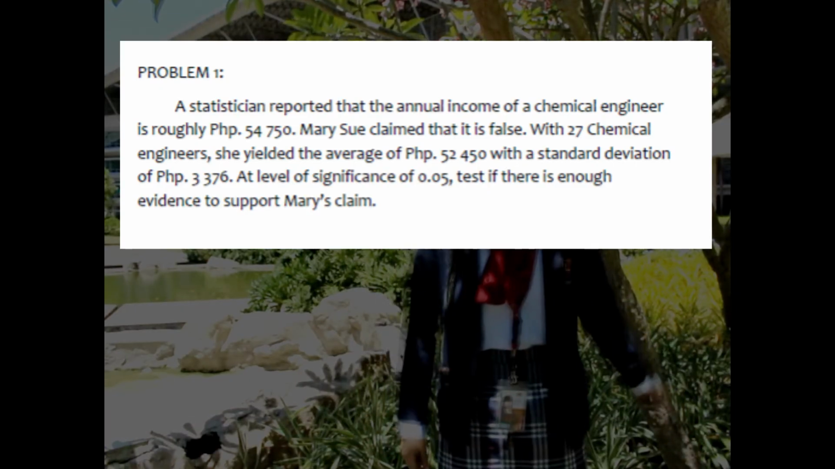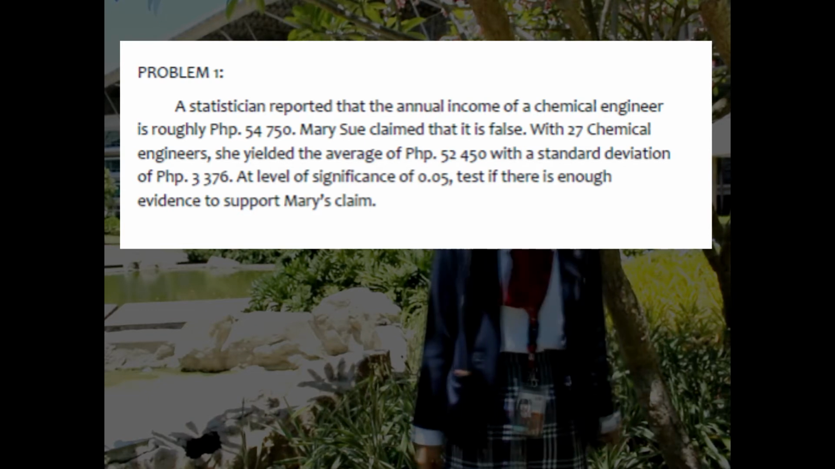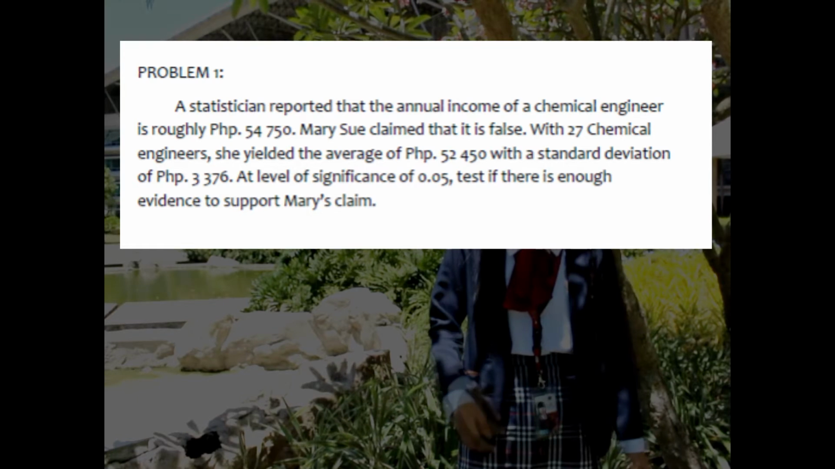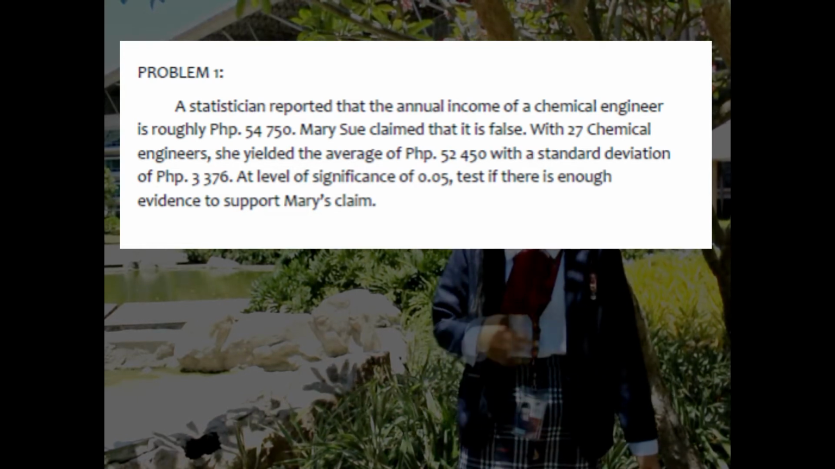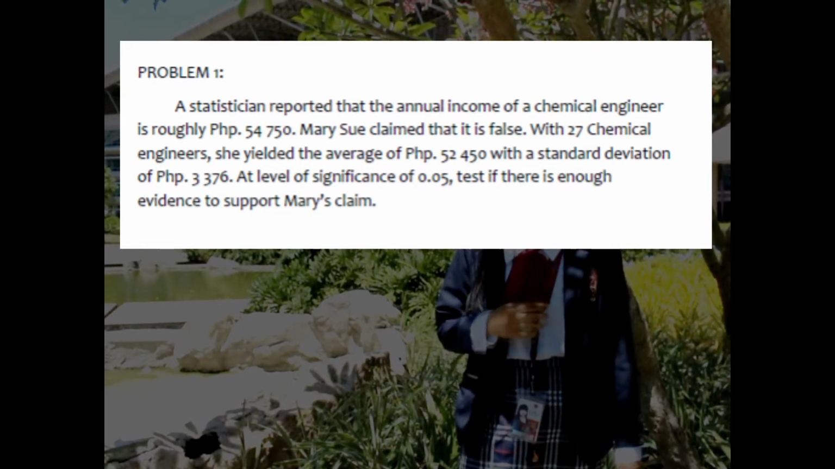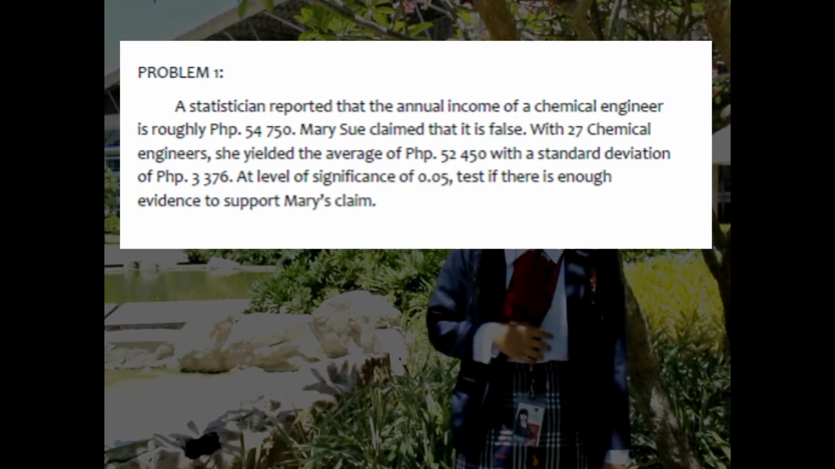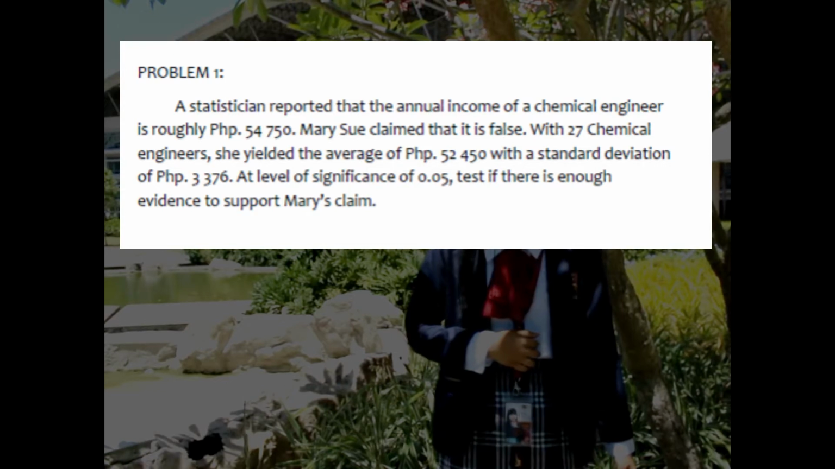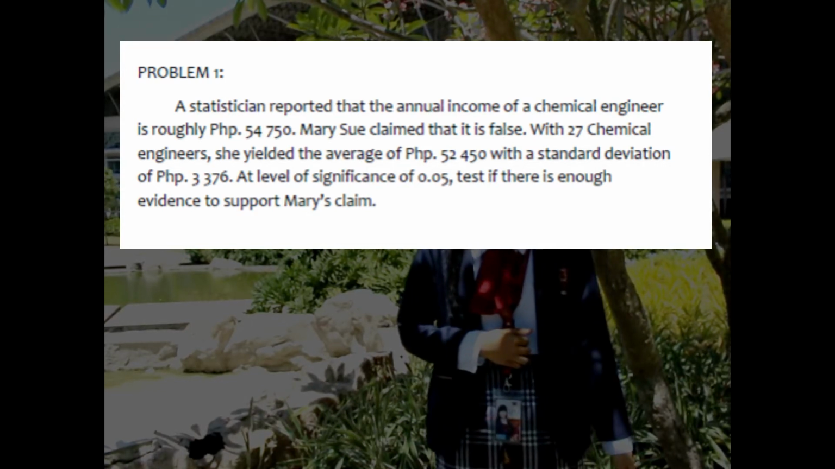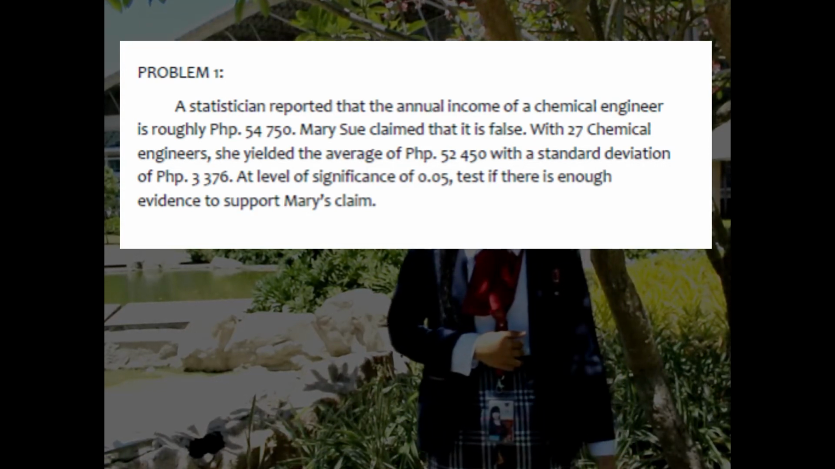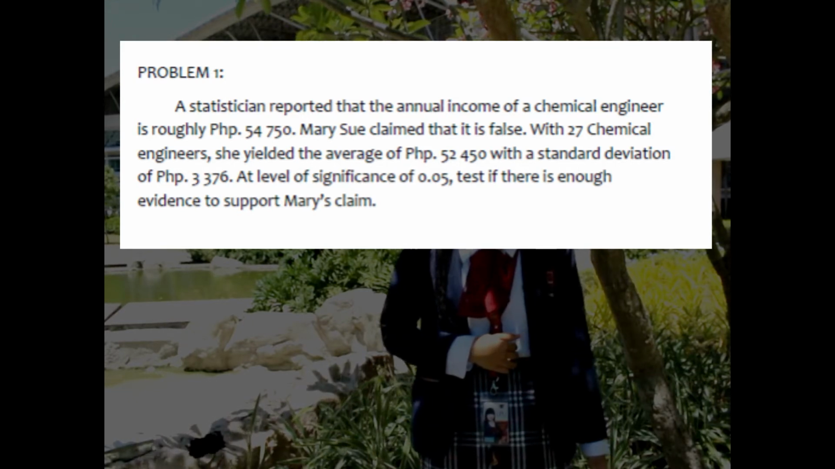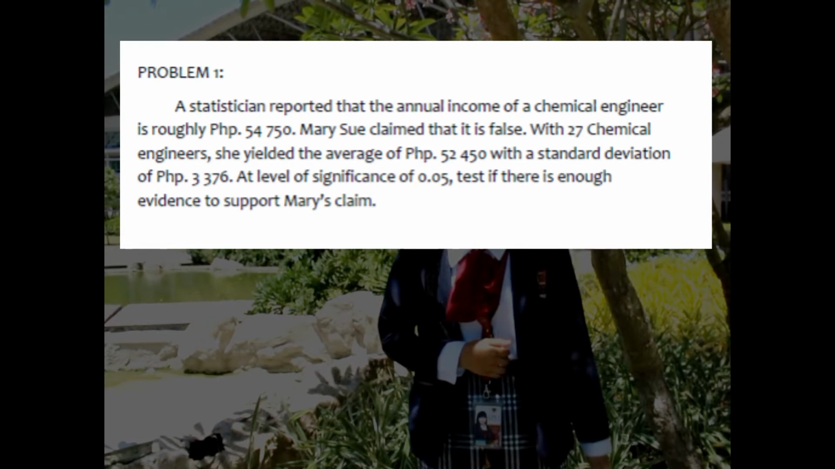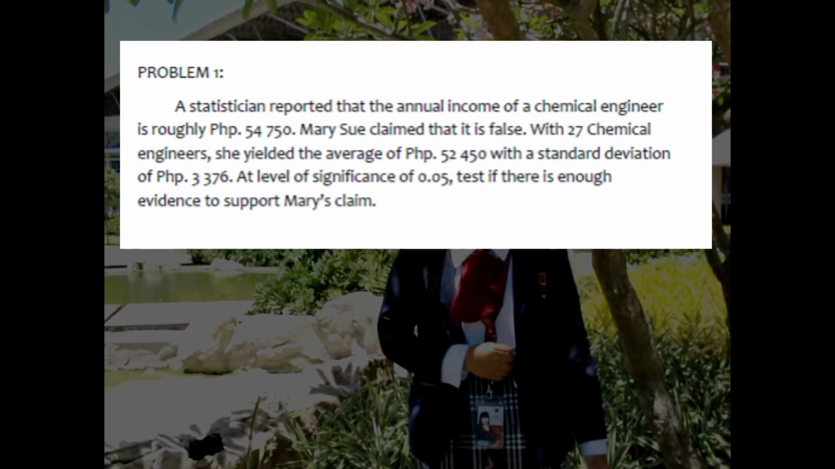A statistician reported that the annual income of a chemical engineer is roughly 54,750 pesos. Mary Sue claimed that it is false. With 27 chemical engineers, she yielded the average of 52,450 pesos with a standard deviation of 3,376 pesos. At level of significance 0.05, test if there is enough evidence to support Mary's claim.